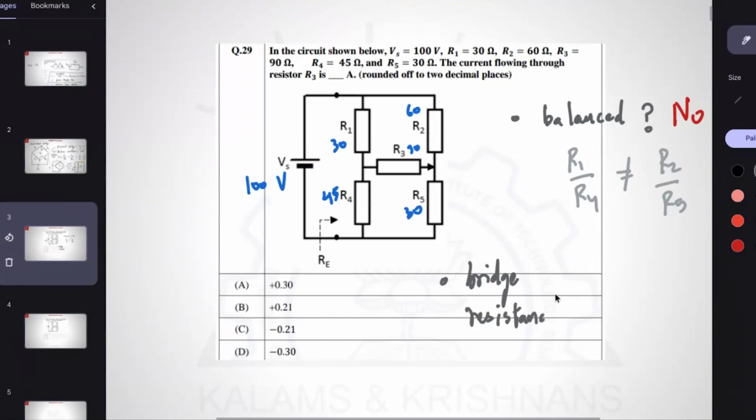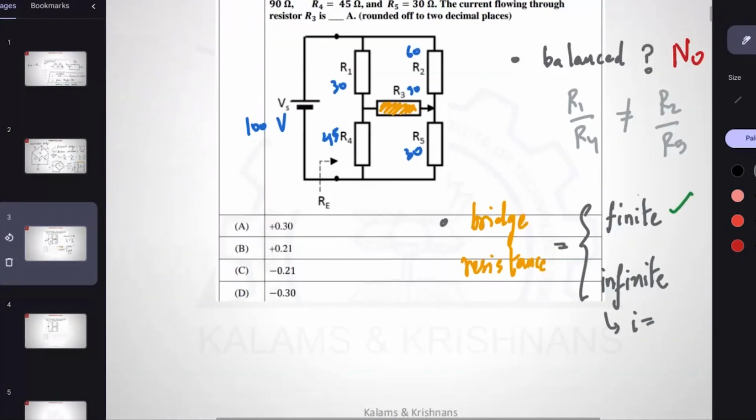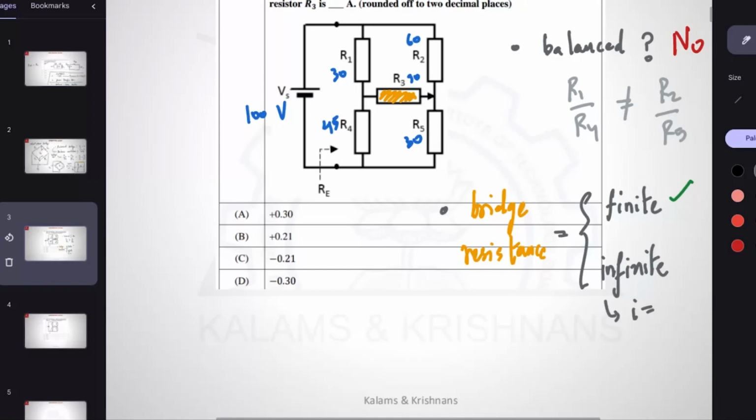It can be of two types. It can be finite or infinite. Which of the two scenarios is this one? Is the resistance in the bridge, this R3, finite or infinite? This is finite here. Interestingly, in the infinite case, your I equals 0, which is easy to handle. Infinite bridge is easy to handle. Infinite bridge, I equal to 0, is an easy problem, because you can apply voltage division, for example. But in the finite bridge, it's actually hard.